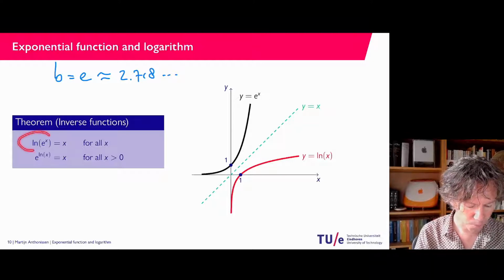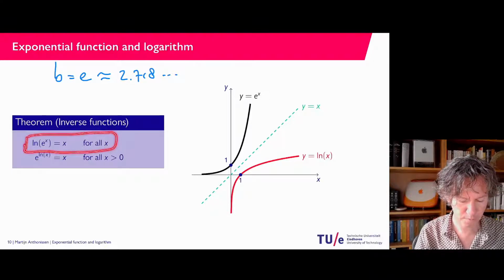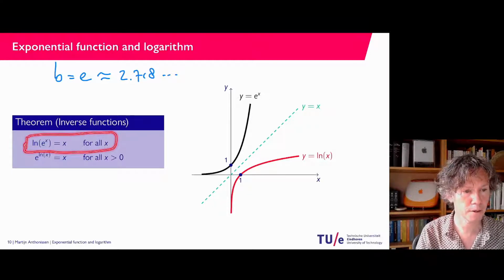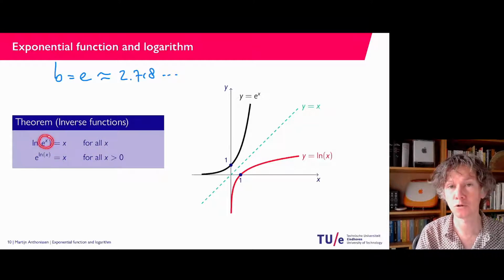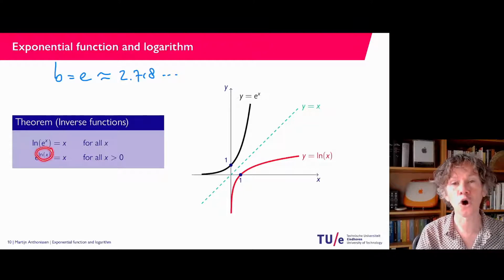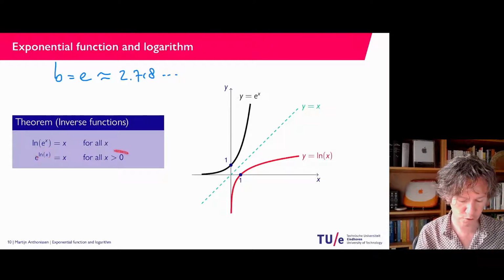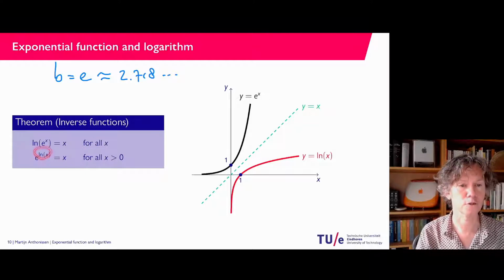ln and e to the power x are each other's inverses, so this relation holds for all x. Any real number you can pick, this holds, because you can always compute e to the power x, which is going to be a positive number, and then you can take the ln. The other way around also, but then you have to take the ln of x, and ln x is only defined for positive x, so this one only holds for x positive, otherwise you cannot write down ln x.